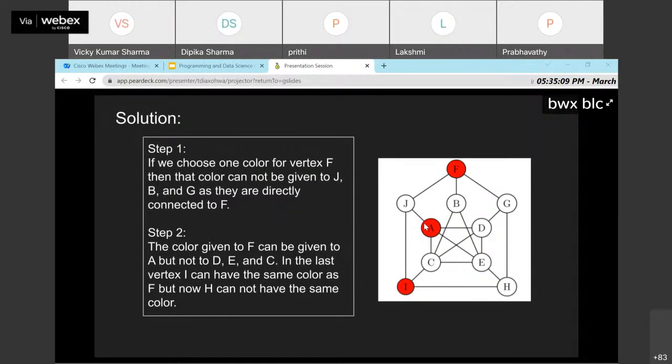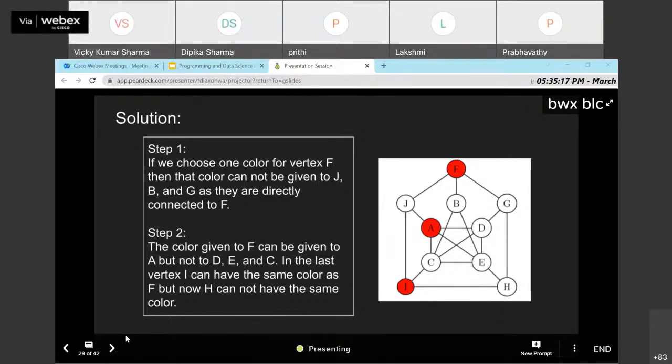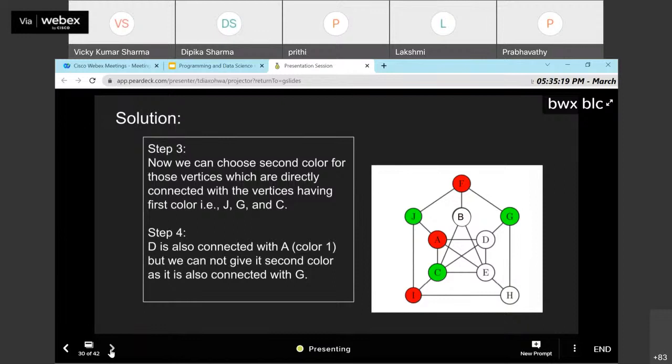If I chose I, then I cannot give red color elsewhere. Okay. So now what should we do then? We'll choose some other color for coloring them. So maybe I'm using, let's say, green color here. You see this, I can give green color to J. I can give it to any other places, but this is what I chose. I can give it to G, I can give it to C. If I give it to these, I cannot choose any other vertices.